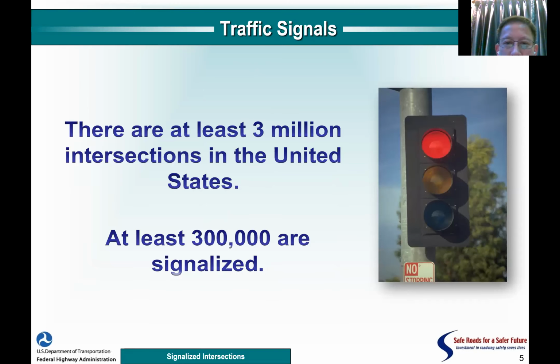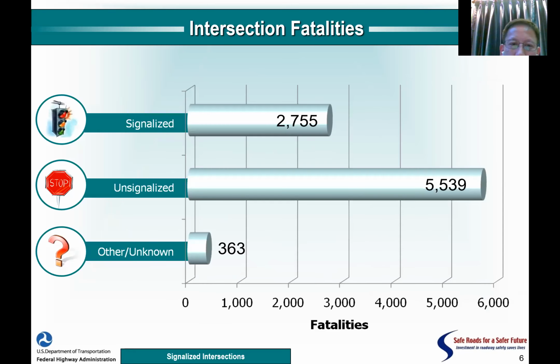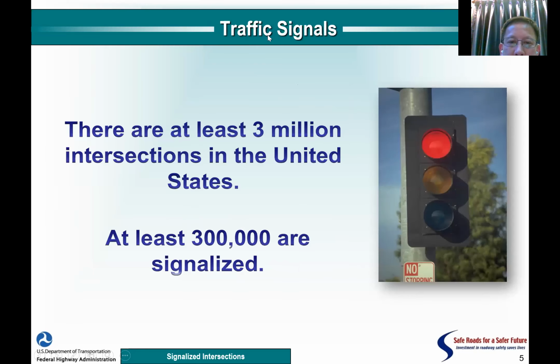What they told us here is there are 3 million intersections in the US alone, and only 300,000 of them are signalized. Among the signals, unsignals, and uncontrolled, you find that crashes at unsignalized happened more than signalized. Of course, this figure said there are 3 million intersections, and just 300,000 of them are signalized.